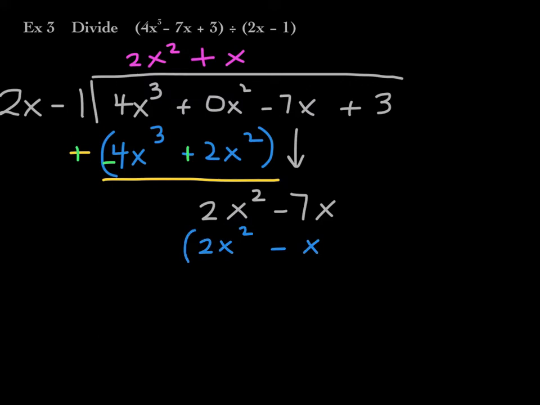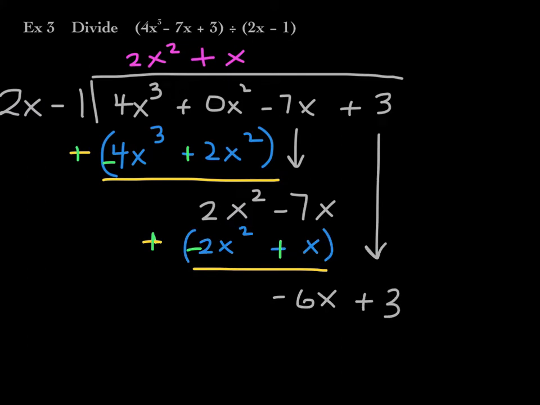I'll put parentheses around that right away, and I will subtract, and then I will distribute and add the opposite. Let me make that look like a plus sign a little better here. There. All right. So this is negative 2x squared and a positive 1x. So then I end up getting negative 6x. Bring down the positive 3.